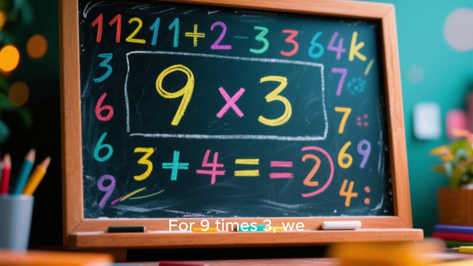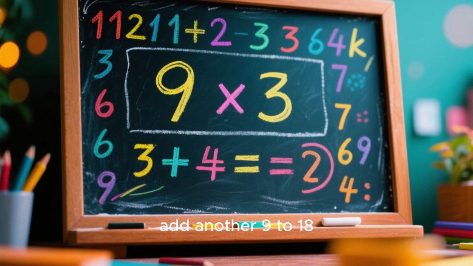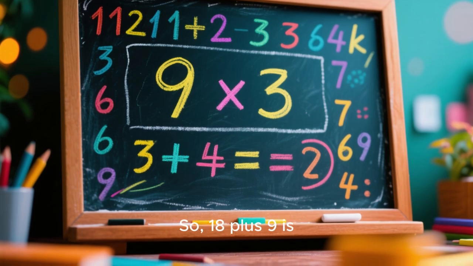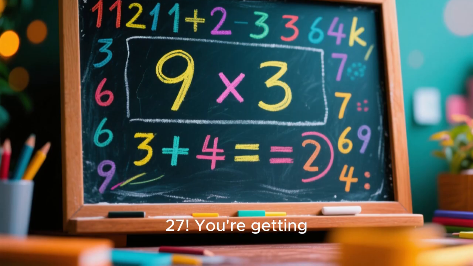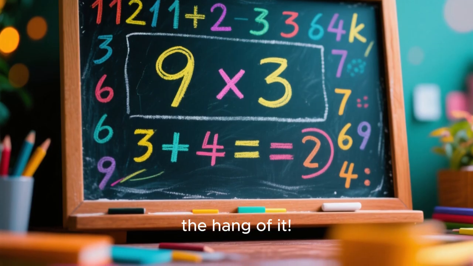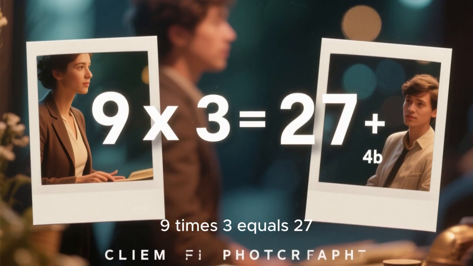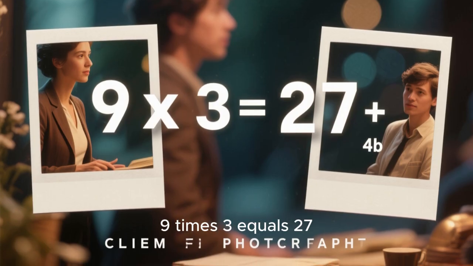For 9 times 3, we add another 9 to 18. So 18 plus 9 is 27. You're getting the hang of it. 9 times 3 equals 27.